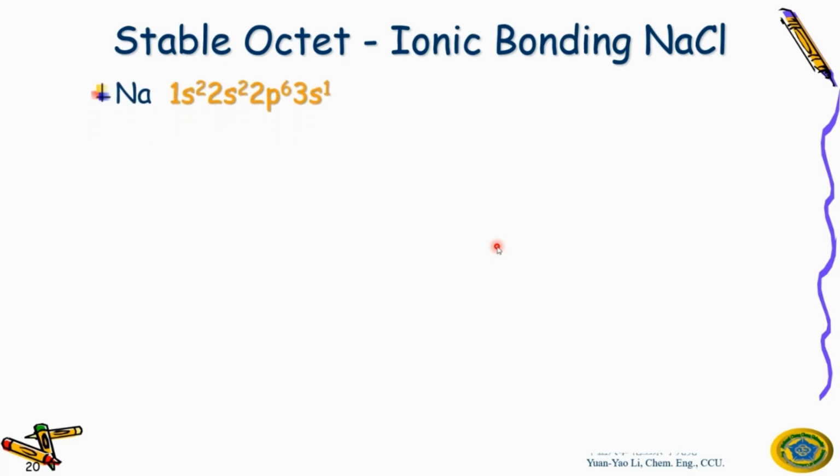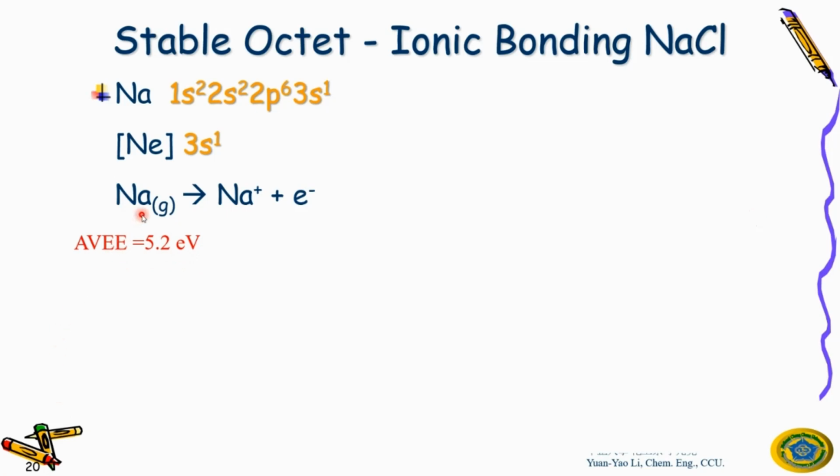For example, sodium has 11 electrons, right? So it's 1s2, 2s2, 2p6, and 3s1. We can use the inert gas neon and 3s1 to represent sodium. As you can see, sodium easily loses one electron. If you lose the 3s1 electron, you become 2s2, 2p6. And the energy required to do this is only 5.2 electron volts. Okay?